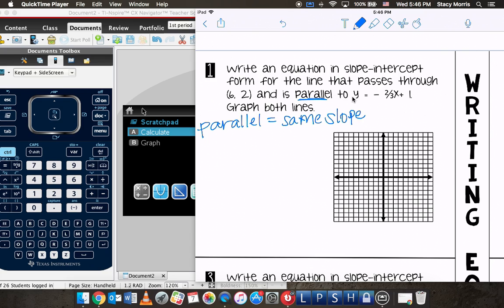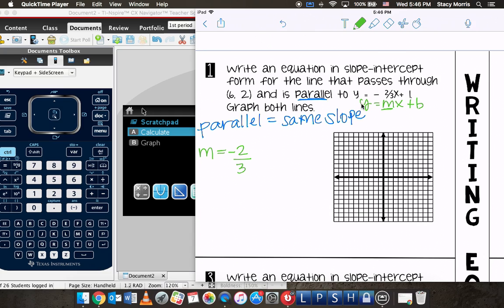All right, and we're given an equation in slope-intercept form, y equals mx plus b. In y equals mx plus b, m is the slope. So the m, or slope, of this equation is negative 2/3. We're going to take the negative and the 2/3. So the line that we're going to write that goes through (6, 2) is also going to have an m that is negative 2/3, or a slope of negative 2/3.